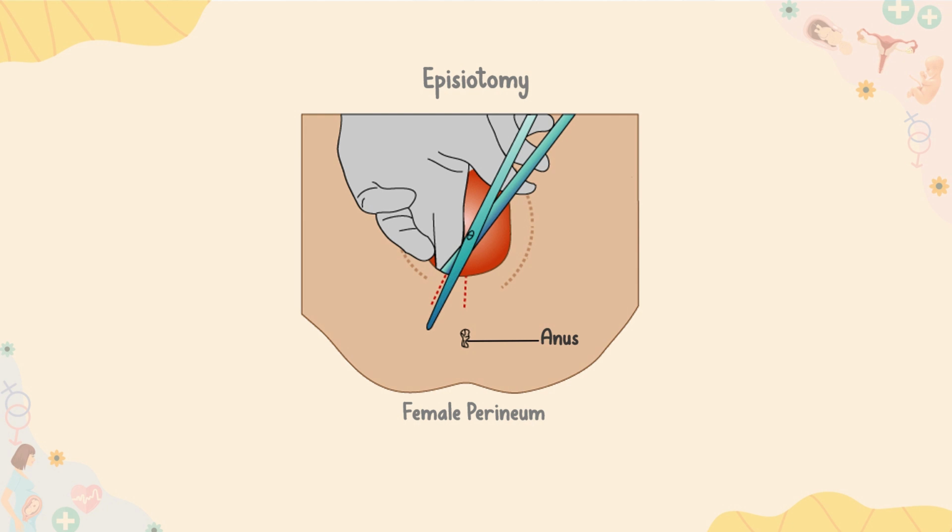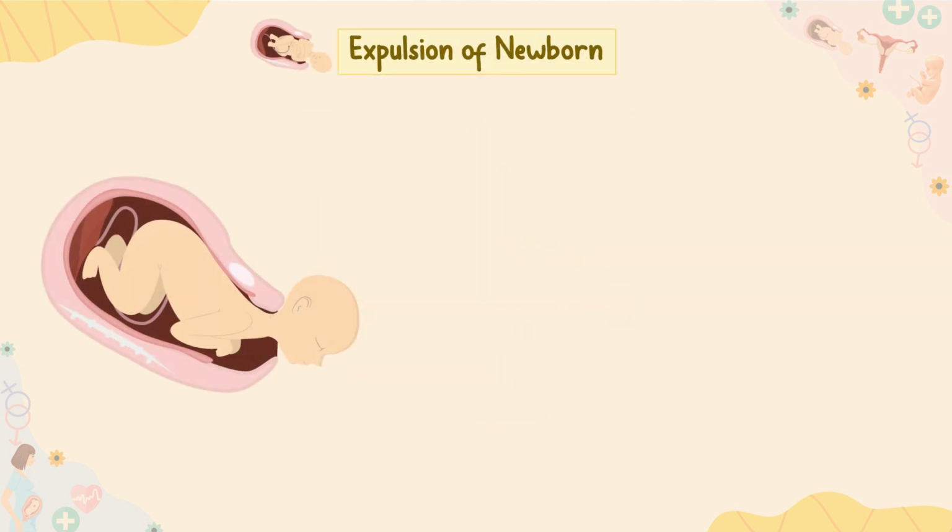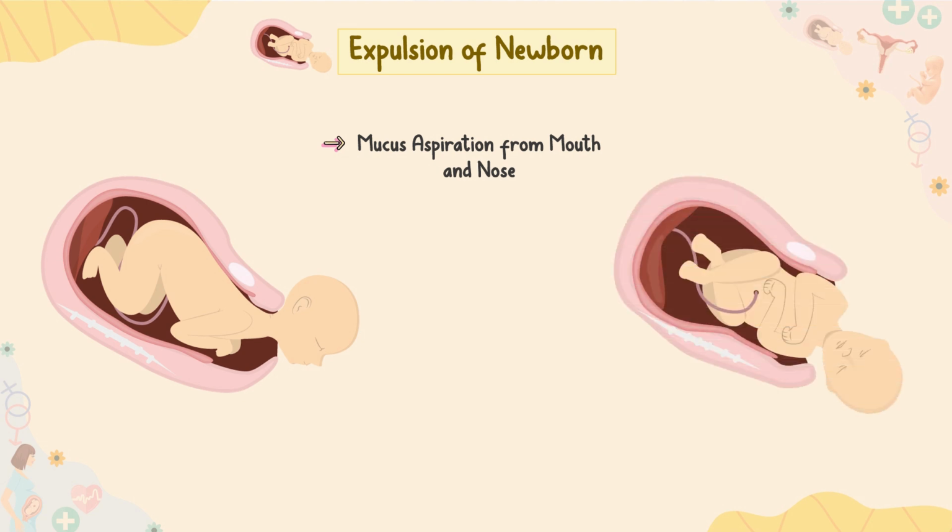As soon as the head of the baby emerges, mucus is aspirated from the mouth and nose of the newborn before he takes his first breath. Once the head is birthed, the rest of the body usually follows quickly. The umbilical cord is then double clamped, and a cut is made between the clamps. This completes the second stage of childbirth, the expulsion stage.